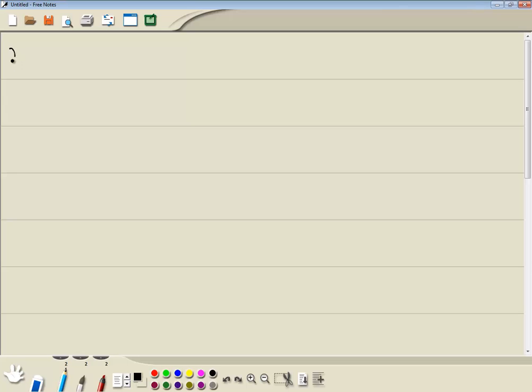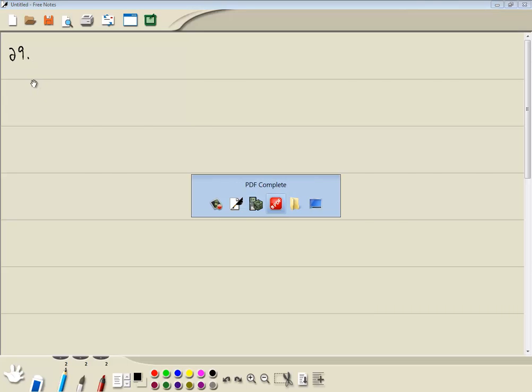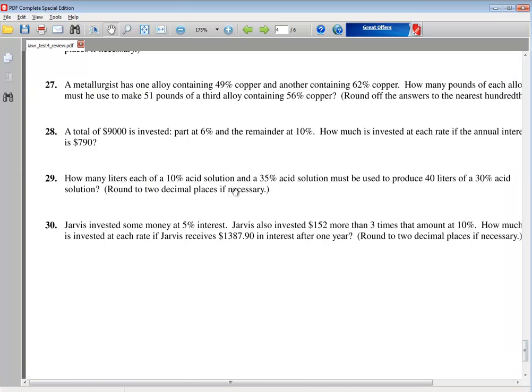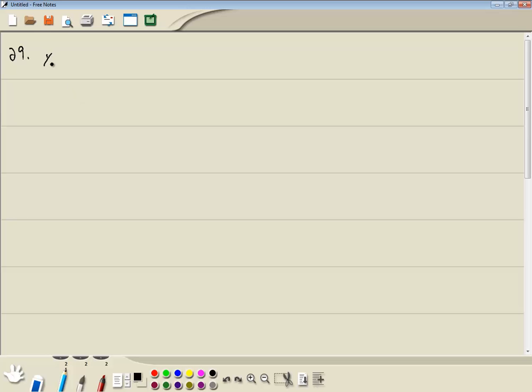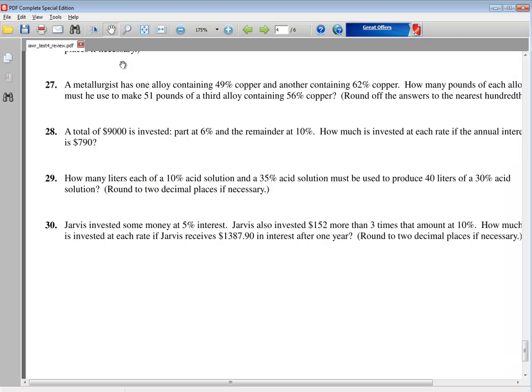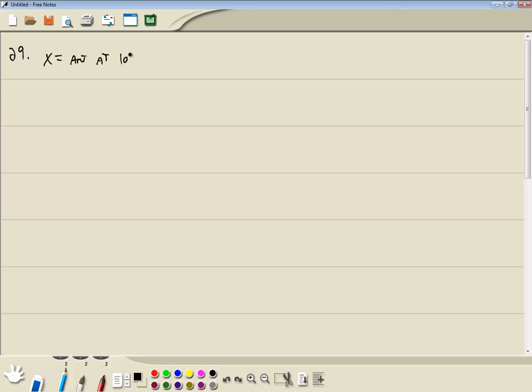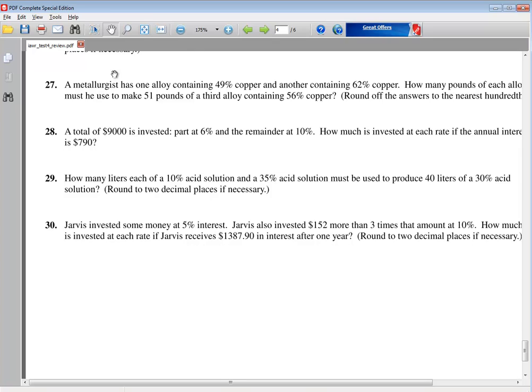Number 29. How many liters each of... okay, looks like a mixture problem. So we got 10% and 35%. So x is the amount at 10%. Y is the amount at 35%.